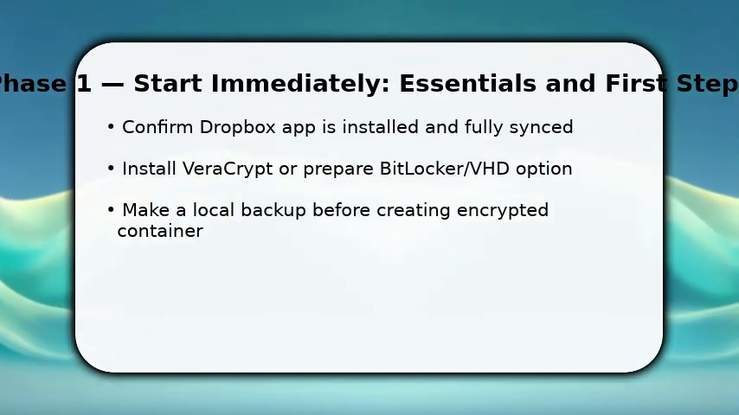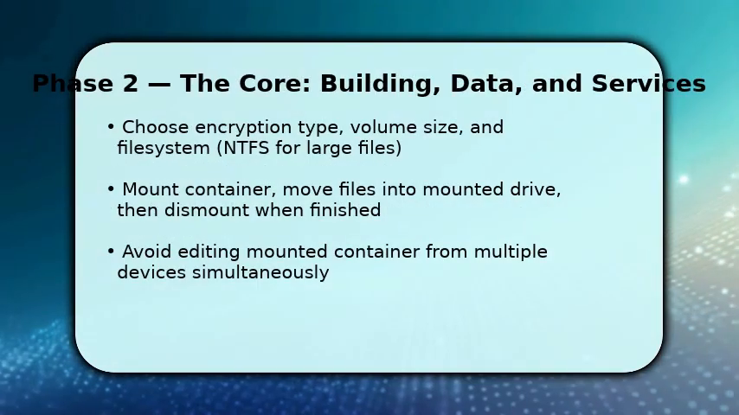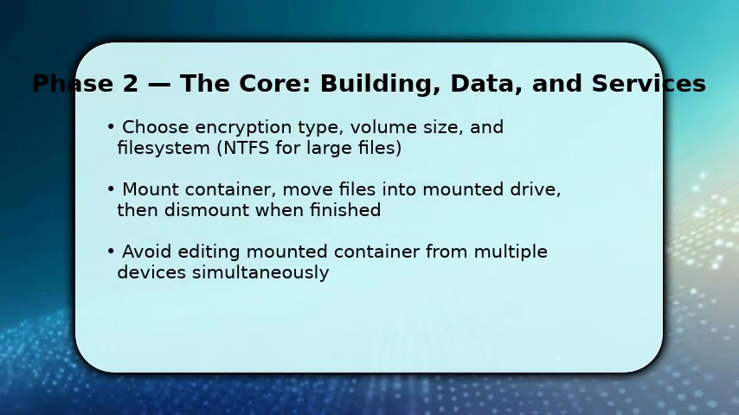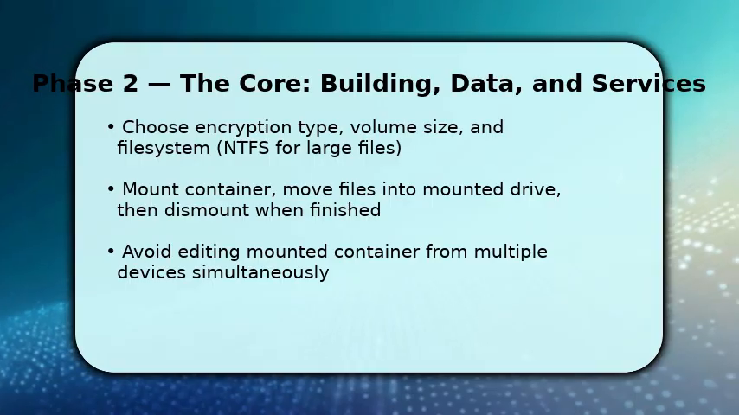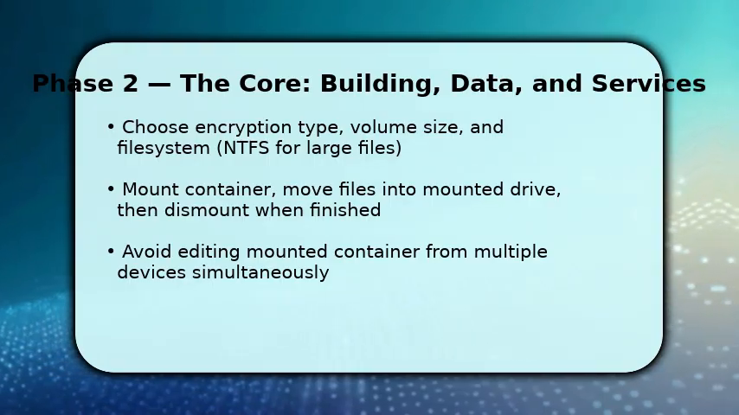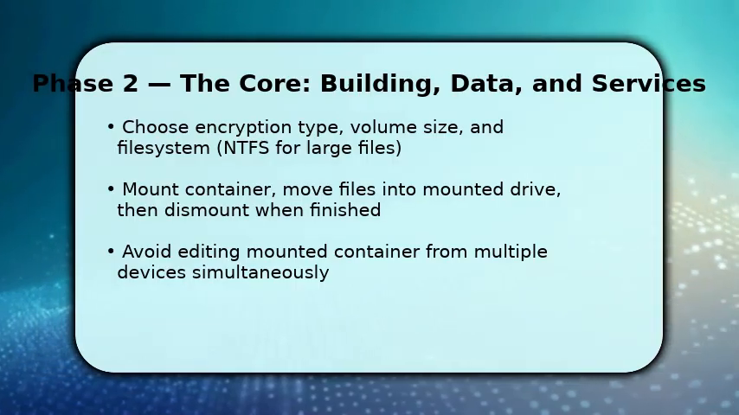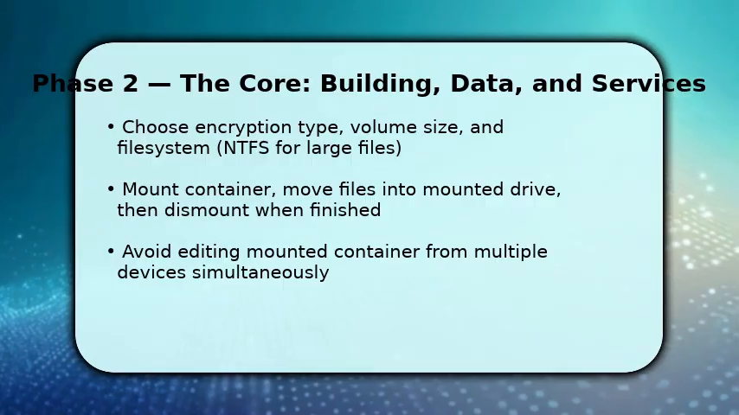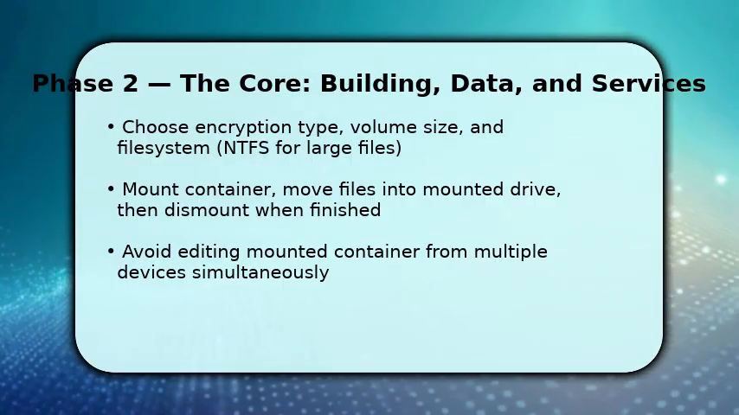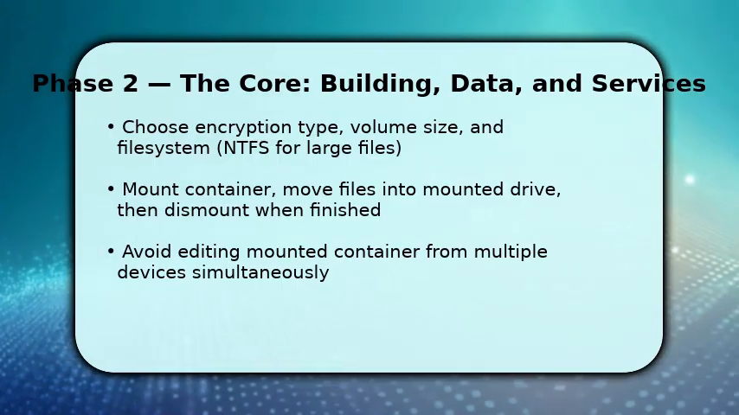Now you create and mount the container. Open VeraCrypt, select Create Volume, and pick a standard VeraCrypt container located in your Dropbox folder. Choose AES or a Cascade, set the size, and format with NTFS if you need files over 4 GB. Mount the volume with your password. It appears as a drive letter.